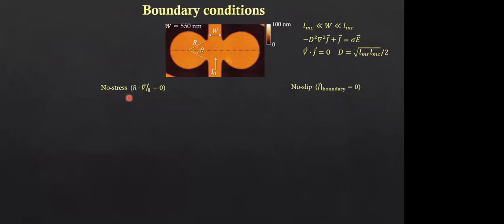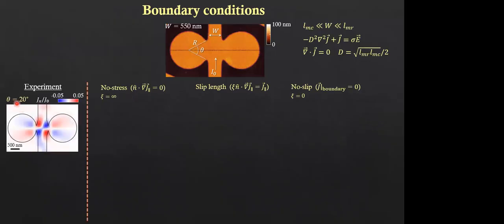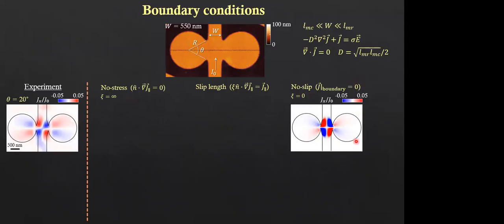So what we will be doing is checking how the boundary conditions actually matter for our device. To do that, on the left, we have our experimental data for theta equal to 20 degrees. And we first do a simulation for no slip boundary condition, where the slip length, which is defined in this equation, xi, is called the slip length. The slip length is 0 for no slip boundary condition, and the Jx profile looks like this.